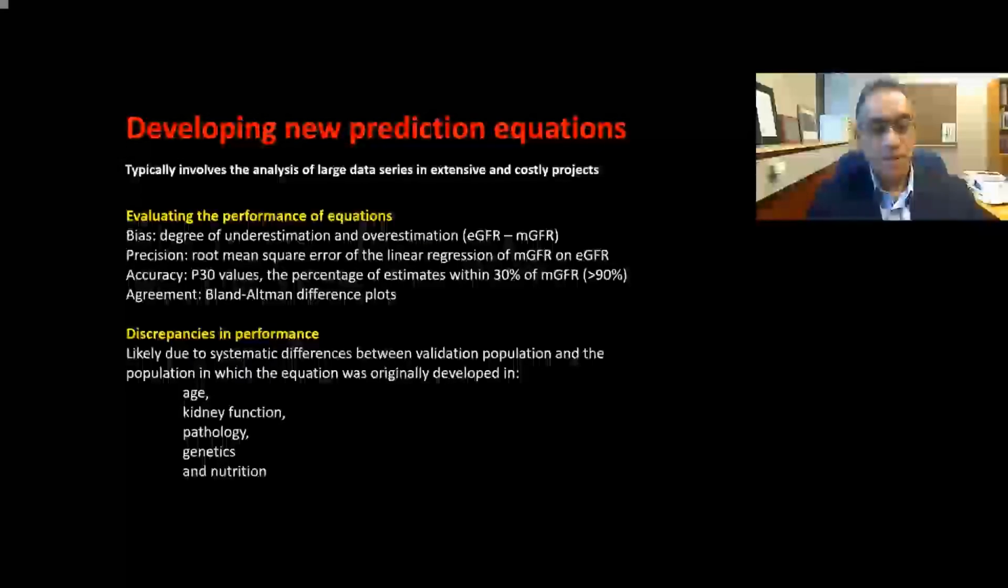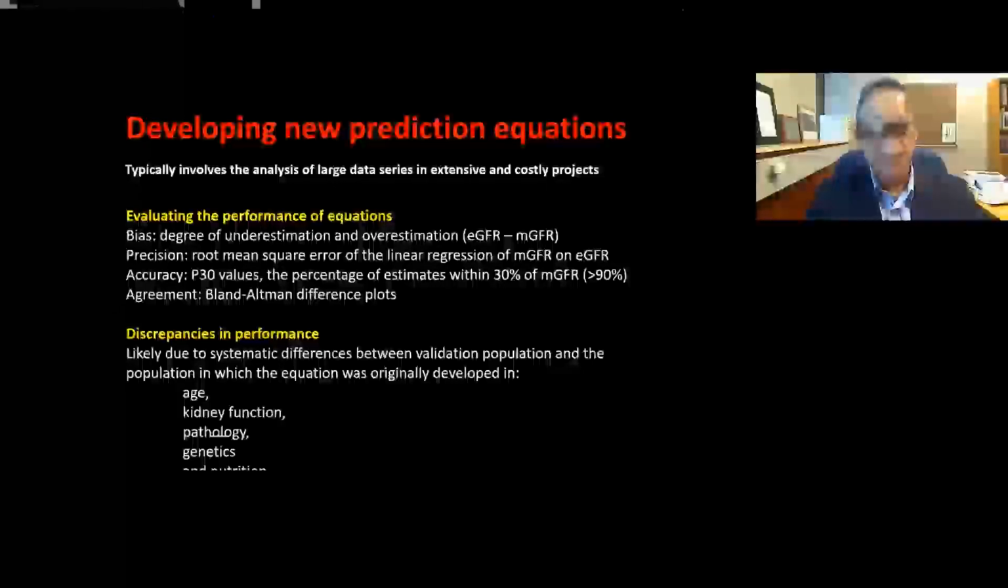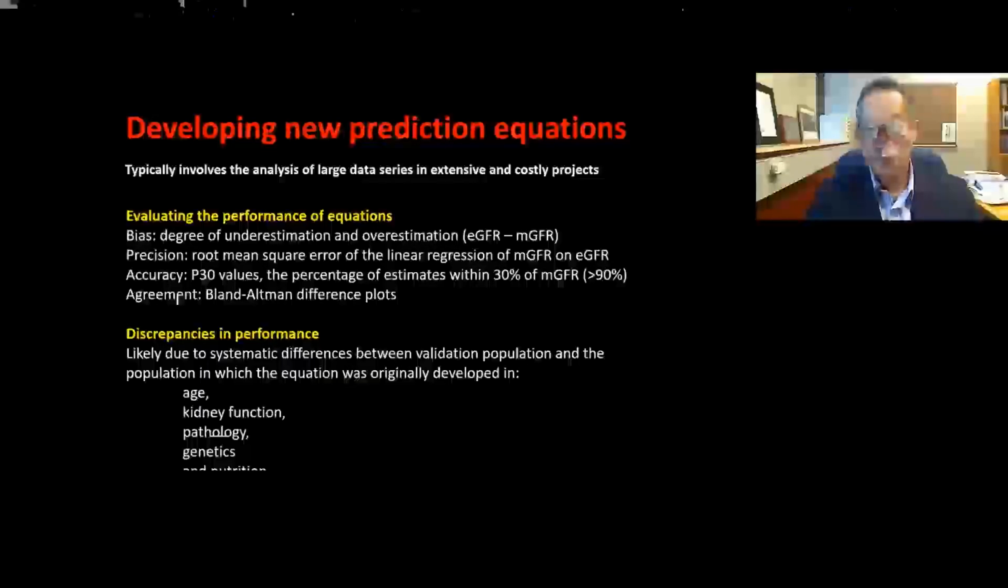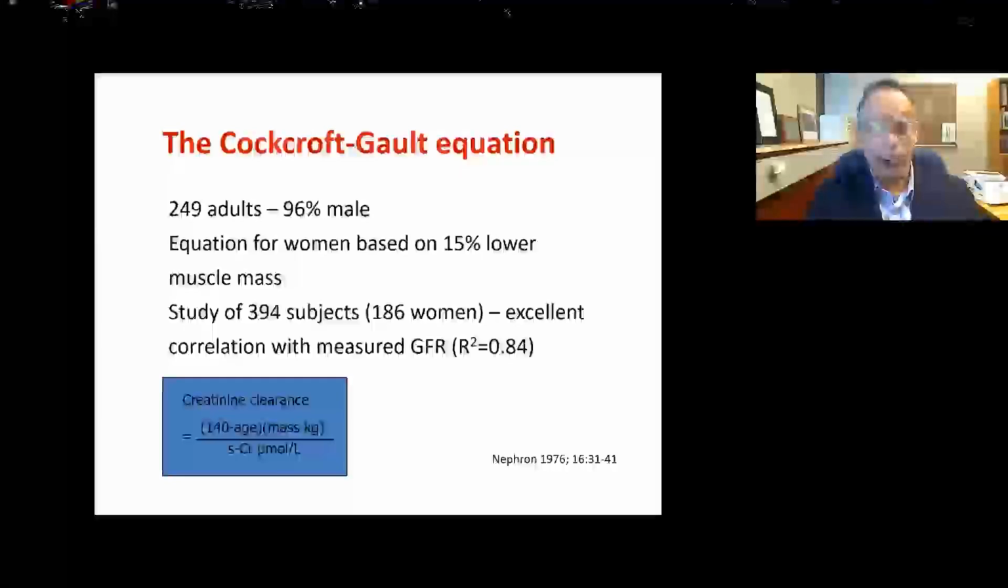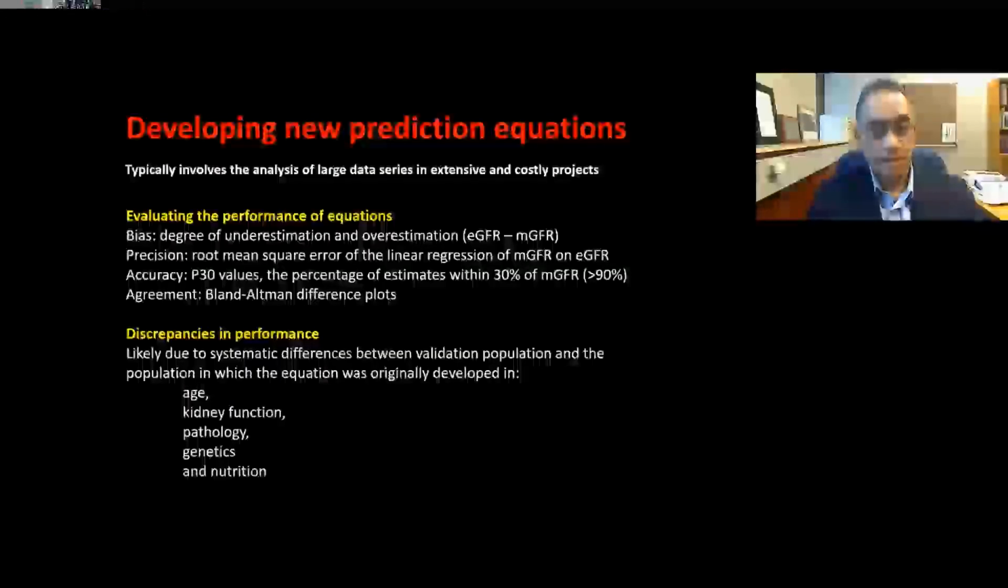The Cockcroft-Gault equation was developed in about 250 white males, but obviously since then validated in other populations. It was easy to work out at the bedside, but it has not been adapted for use with standardized creatinine, and it should no longer be used.